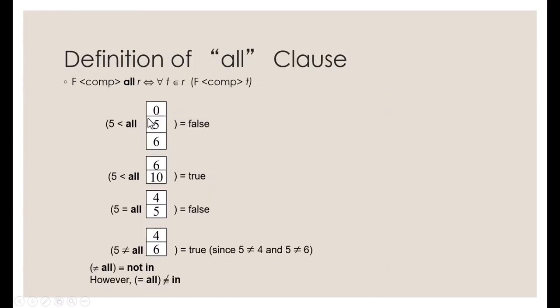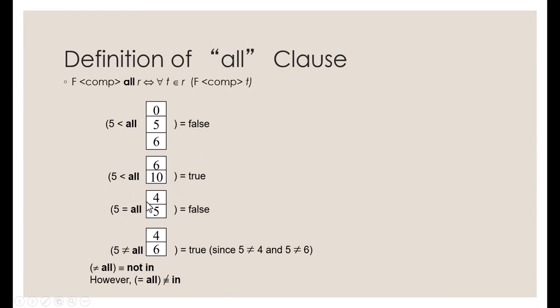So here we have all. When you have the keyword all, it has to be true for every single one of these values. Is 5 less than 0? No. Here we can stop, because the first one was false, so the whole thing cannot be true. So this is false. Is 5 less than 6? Yes, that's true. Is 5 less than 10? Also true. Both are true, so the whole thing is true.